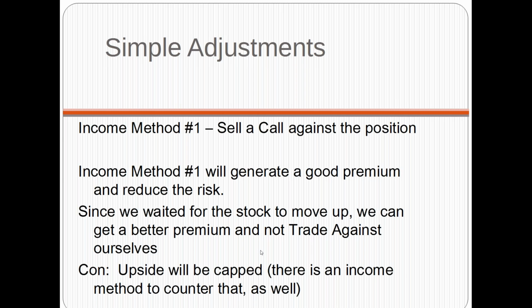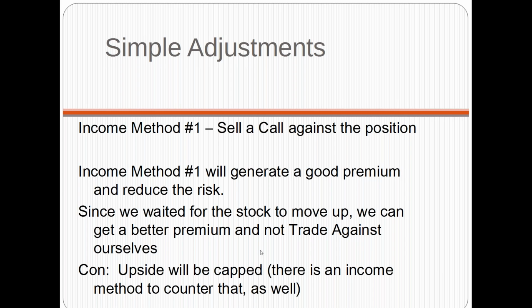If you apply income method number 1 incorrectly, if you sell the call too soon, you sell it below the put strike price, now you're trading against yourselves. Buying the married put, buying the put, excuse me, is not trading against yourself. Yes, I'm bullish on the stock, but I'm ensuring an investment. That's smart trading. That's not trading against myself.